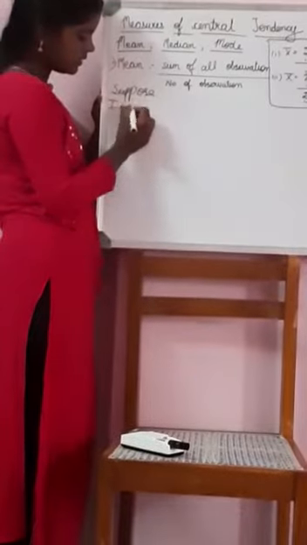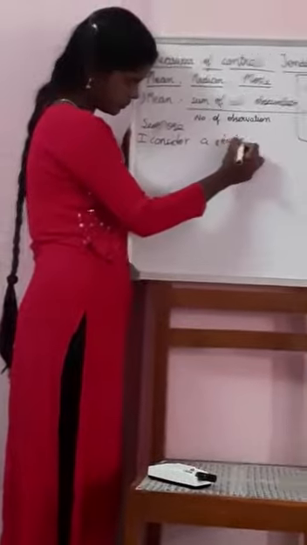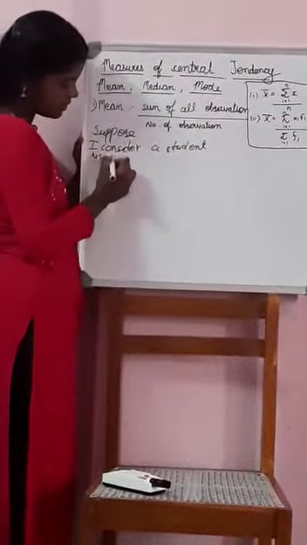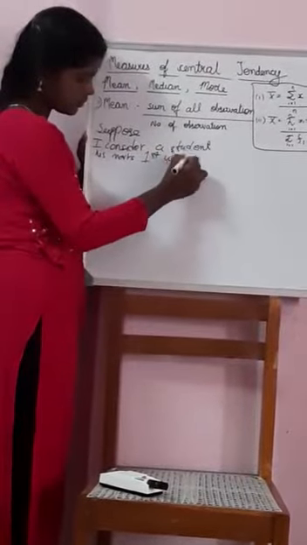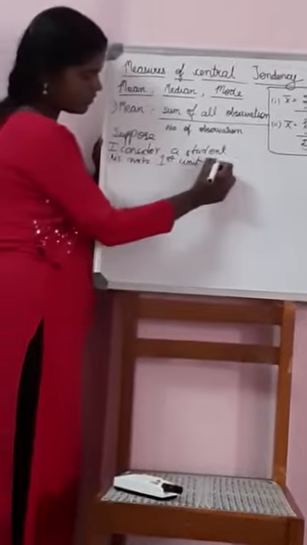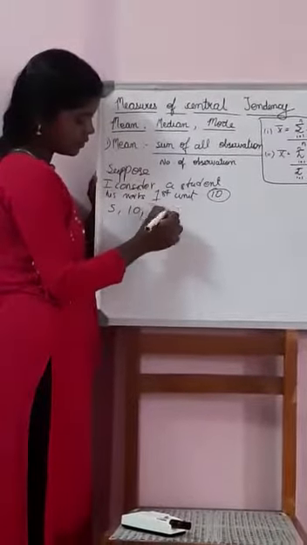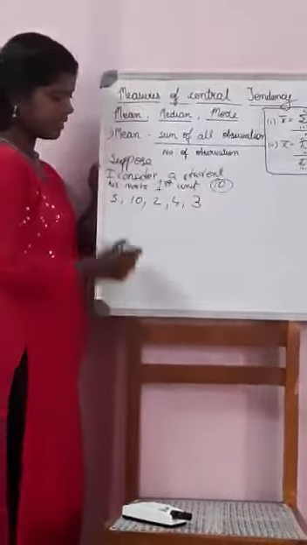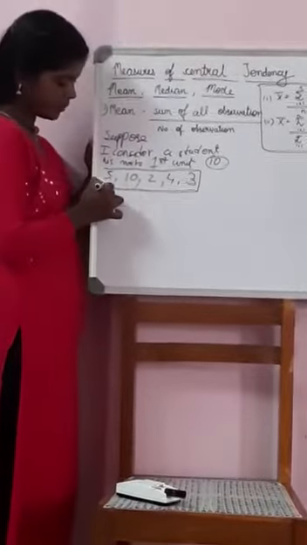Suppose I consider a student. His marks in first unit. So out of 10, he scores 5, 10, 2, 4 and 3 in 5 subjects. Now I want to know his average score.